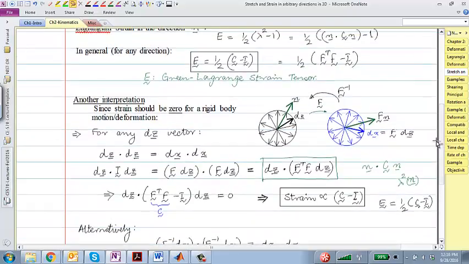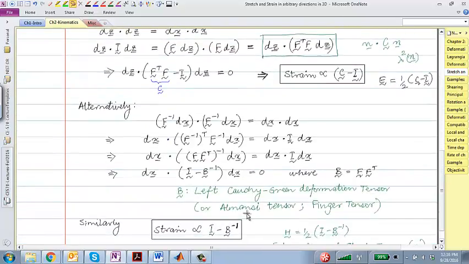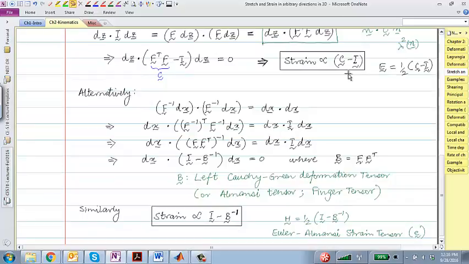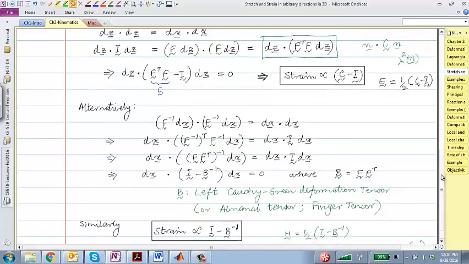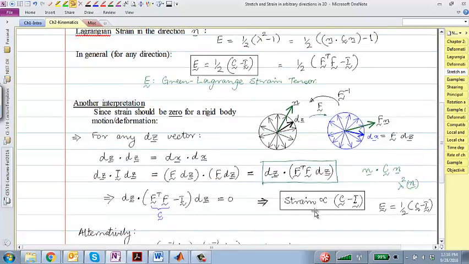We are primarily going to be dealing with the right Cauchy-Green deformation tensor and the corresponding Green-Lagrange strain tensor. But you should, of course, be aware that there are other measures of strain even in finite deformations. So this is why the quantity F transpose F is important, not only because it is symmetric, but because it gets rid of any rigid body rotation. And it allows us to formulate a measure of strain that would not give you strain if there is only rigid body motion.